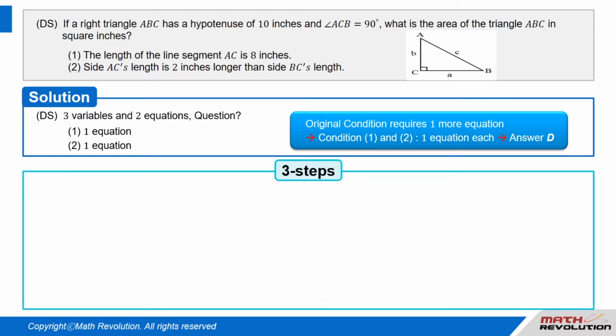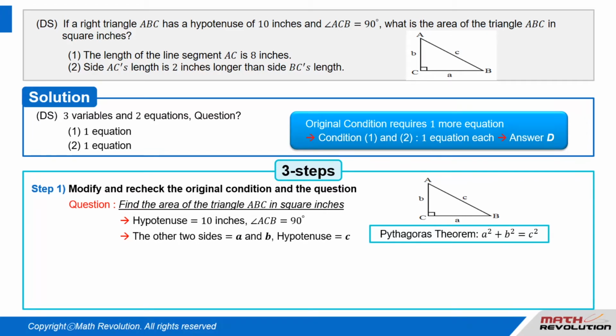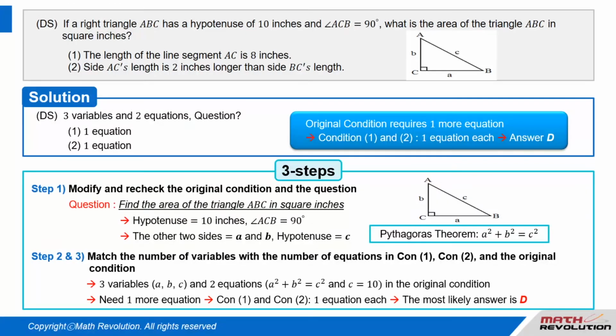Let's apply the 3 steps suggested previously. Follow the first step of the variable approach by modifying and rechecking the original condition and the question. We have to find the area of the triangle ABC in square inches if a right triangle ABC has a hypotenuse of 10 inches and angle ACB equals 90 degrees. Let the other 2 sides be a and b, and the hypotenuse be c. Because it is a right-angled triangle, we can use the Pythagorean Theorem, which is a squared plus b squared equals c squared.